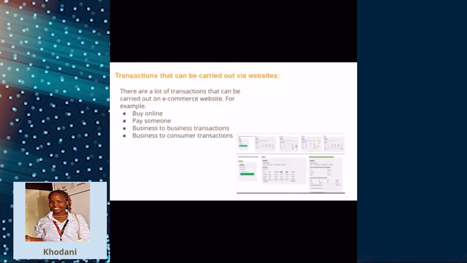Another thing that we needed to make sure that we understand in this project was the different types of transactions that can be carried out via websites. We all know that we've got different types of websites, but a website that deals with transactions is called an e-commerce website. The different types of transactions that you can do on an e-commerce website would be buying online, paying someone, business-to-business transactions. This is your selling. You can also do business-to-consumer transactions. These are your buyers and all of that. You can pay for anything, buy anything online lately. And this is the beauty of websites and the functionalities that they're giving us in form of transactions.